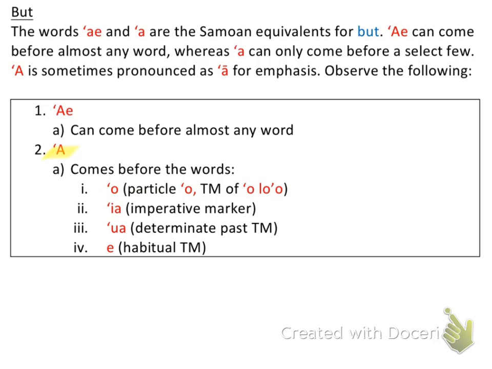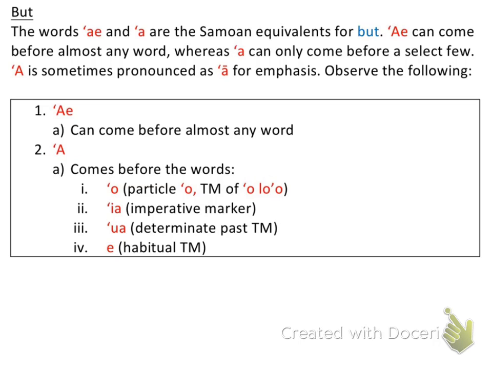Okay, and then the next one is if I'm using the imperative marker and I want to use the conjunction but, then I'll say ae ia. And then the determinate past tense marker, ua, okay, so this is something that just happened. Then I would use ae ua, and the habitual tense marker, a, okay, so this is ae a. It's kind of like i, but you distinguish it a little bit more, a, okay.